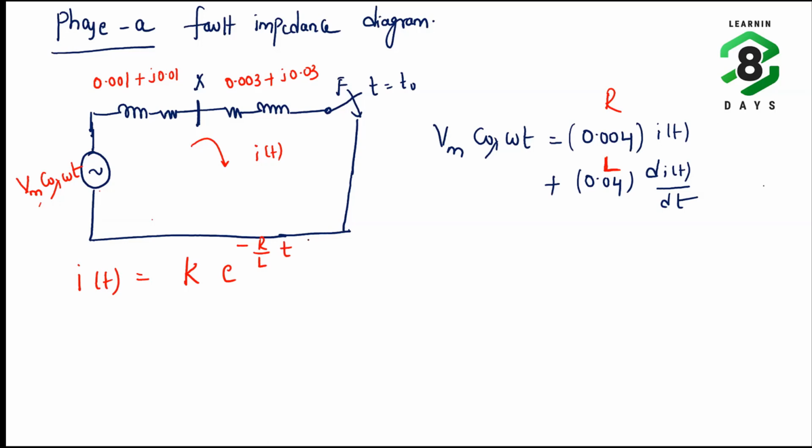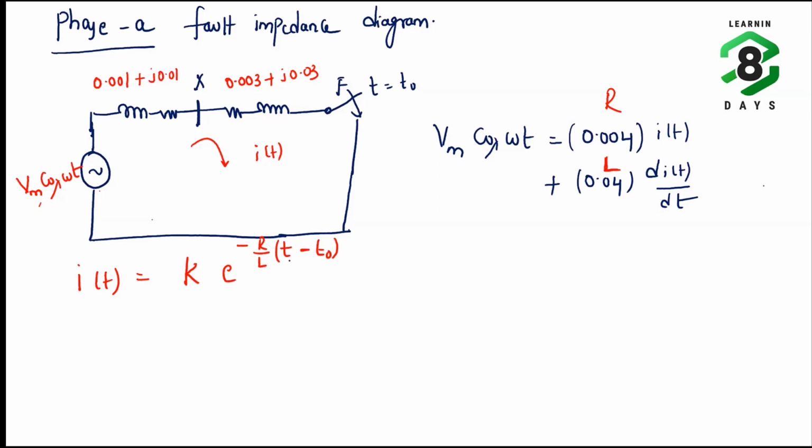Usually they will keep it t. Why will they keep t? They assume that the fault occurred at t equal to 0. If your switch is closed at t equal to 0, then you can directly keep t. But gentlemen, if your switch is closed at any time apart from t equal to 0, then your equation will become t minus t naught. Very, very, very important point.